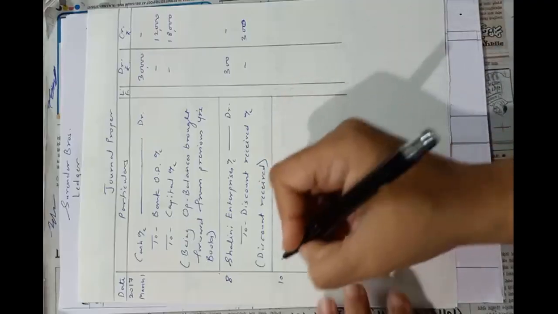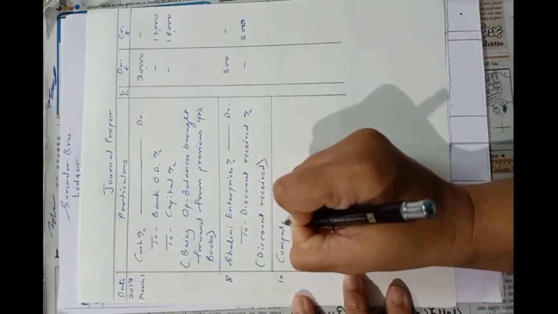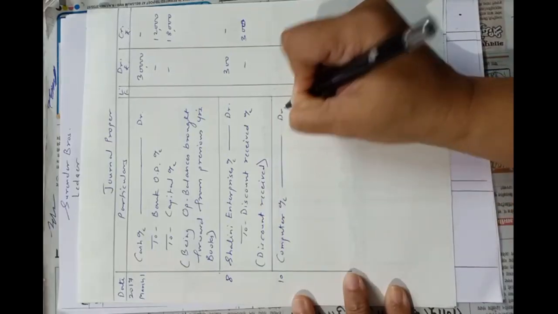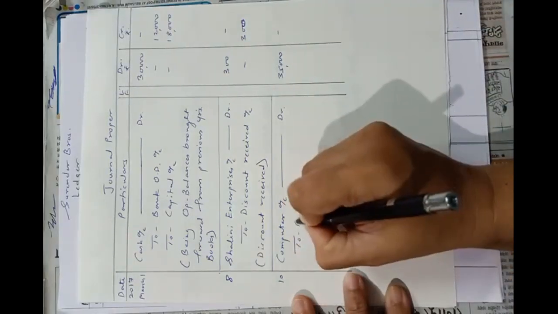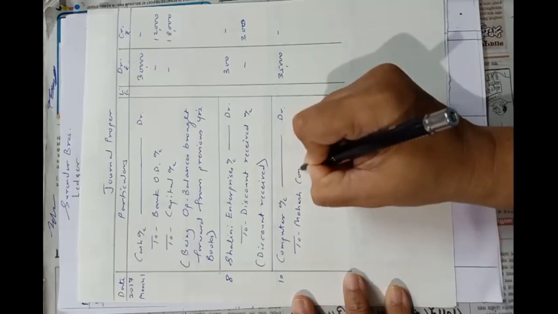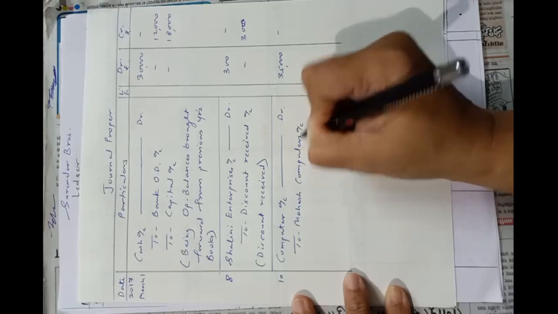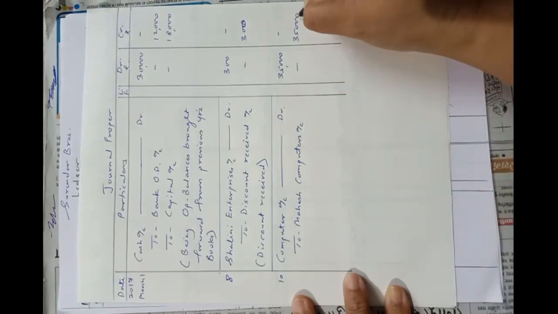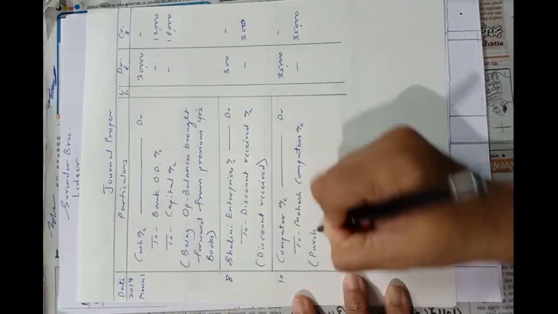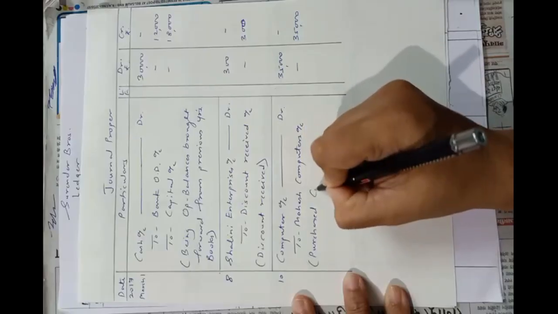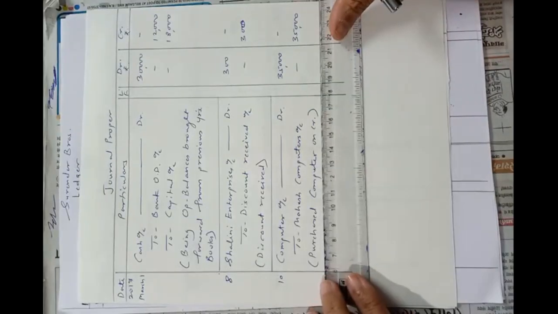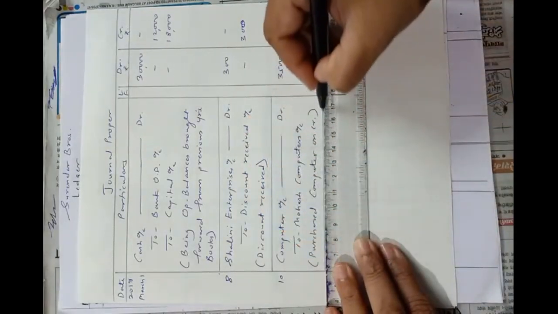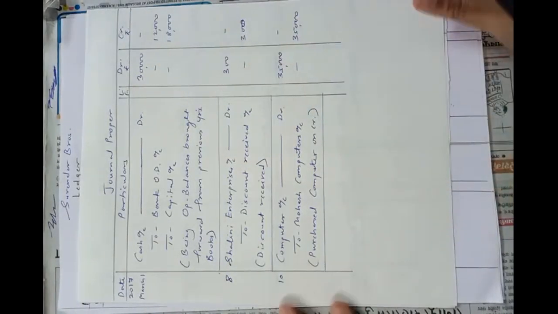So on 10th March, computer account debit 35,000 to Mahesh Computers account. 35,000, purchased computer on credit. On credit. Okay, this is the entry.